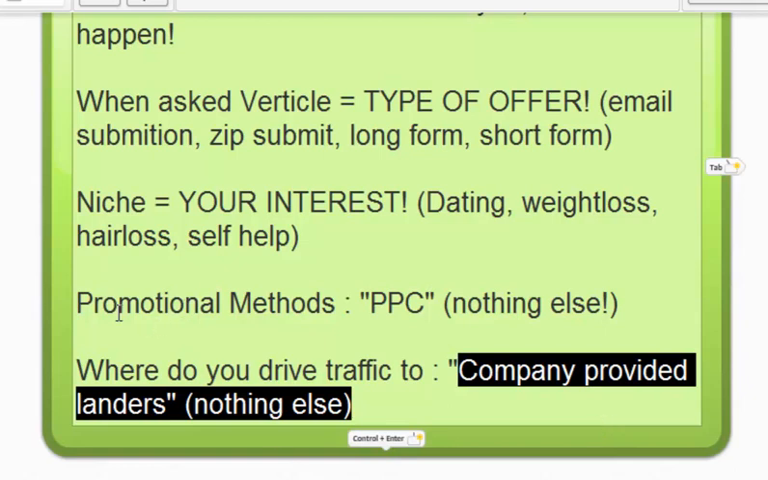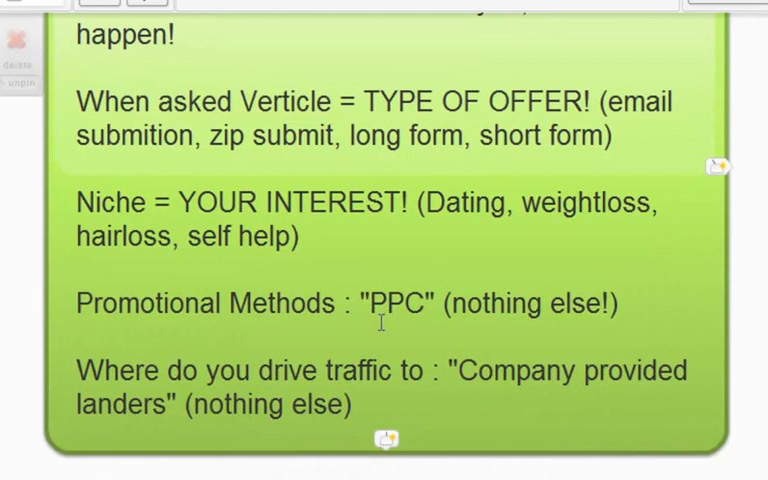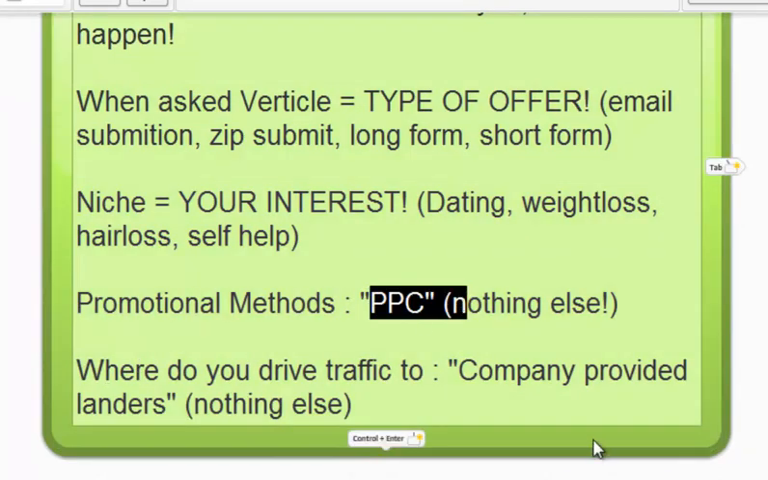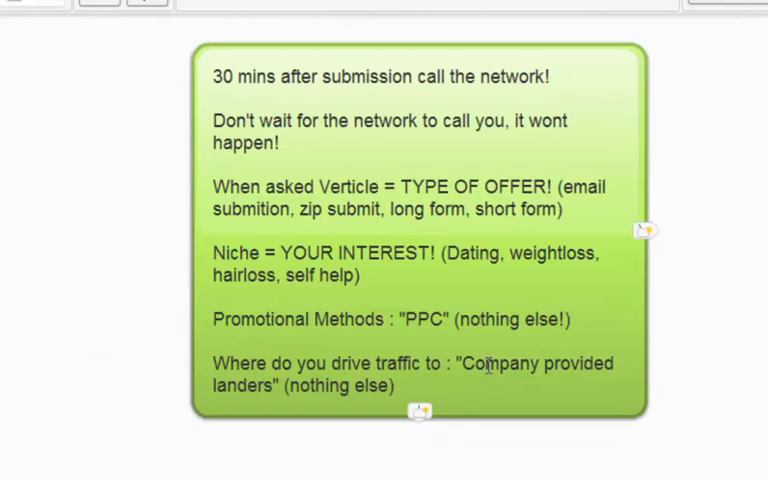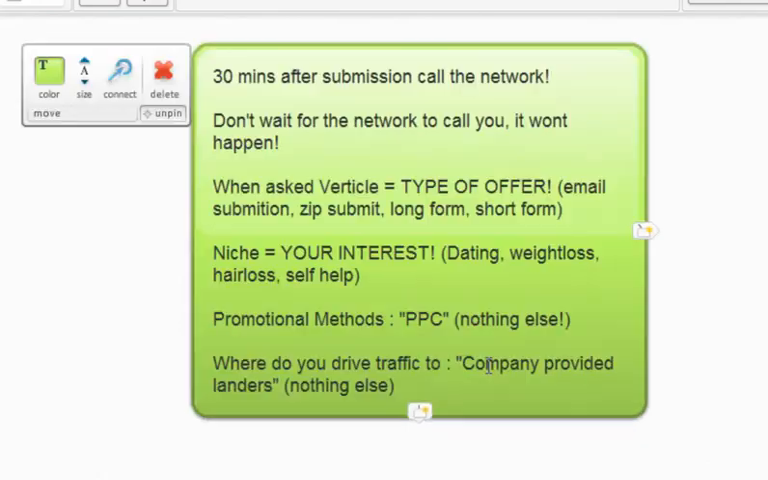So what are you going to do? You're going to say the promotional method is PPC, and you're going to drive the traffic to company provided landers. It doesn't matter if 10,000 or even 20,000 or 100,000 people call Never Blue Ads and say the same thing. All of them will get accepted. This is a sure shot acceptance formula, and I got accepted in 2 networks within the last 5 days, which has never happened before. So this works, and I hope it works for you.